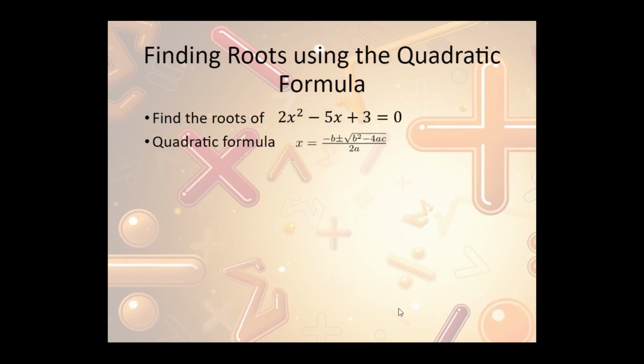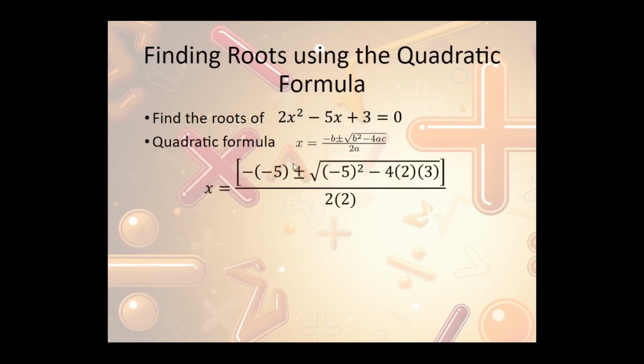So look at another example. We have 2x squared minus 5x plus 3 is equal to 0. So we're going to plug it into the formula. We plug negative 5 in for b, and again negative 5 in for b here. We plug 2 in for a, and we plug 3 in for c, and then we plug 2 in for a down at the bottom.